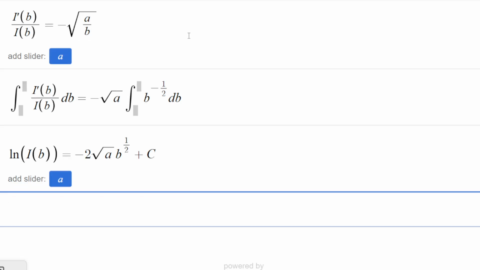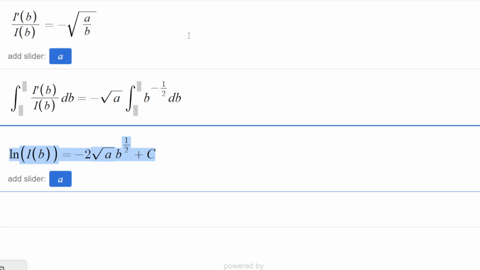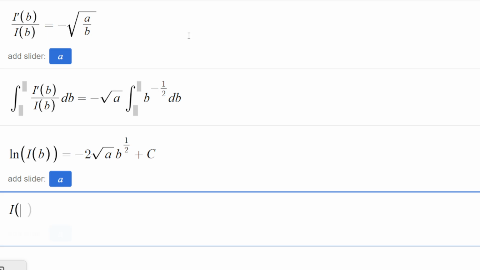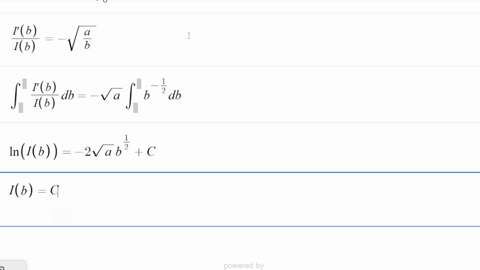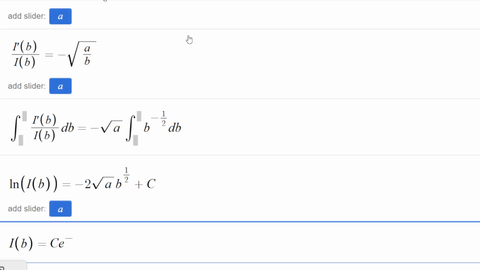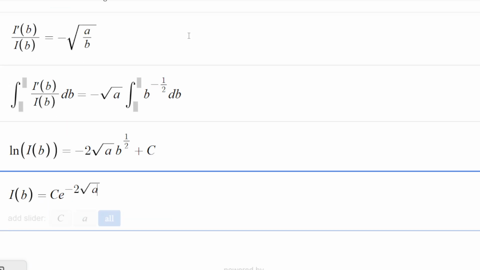All right. Now we take both sides as an exponent on e. So for the left-hand side, we're just going to get I of b. And for the right-hand side, we're going to get c times e to the negative 2 square root of ab. All right, so there's our I of b. Now we need to solve for our constant of integration c.